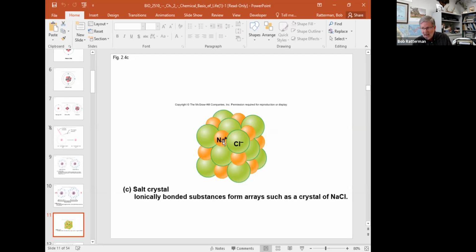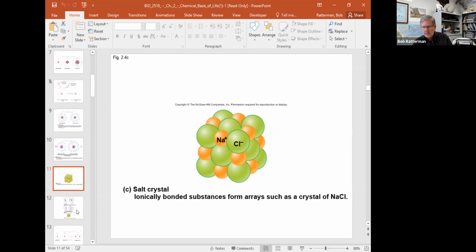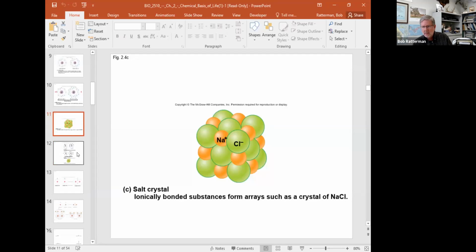And it's easy to break those bonds by adding water and dissolving the salt. That's how you break the bonds. You'd still have sodium and chloride ions floating around in the solution, but they wouldn't be attached to one another because the salt has dissolved the crystal. Does that make sense?